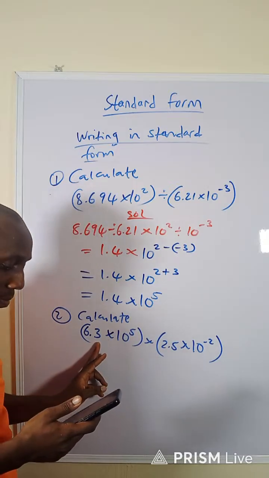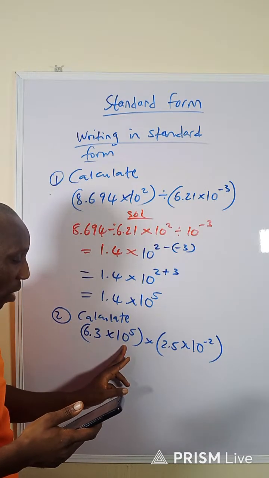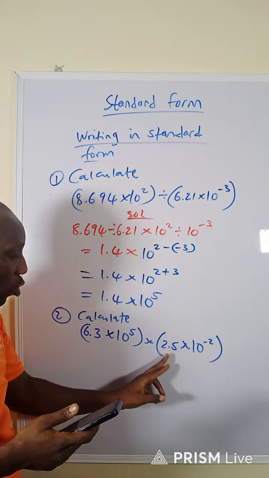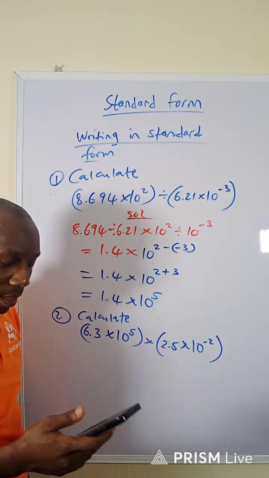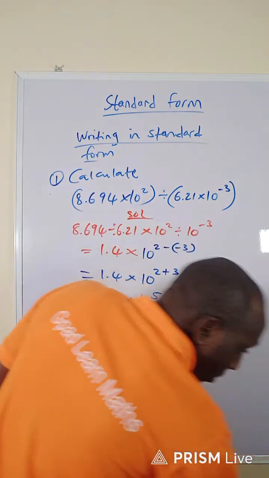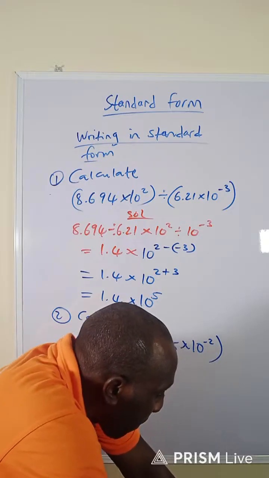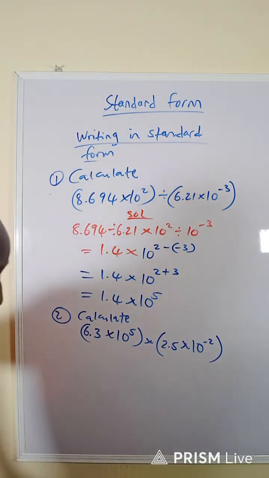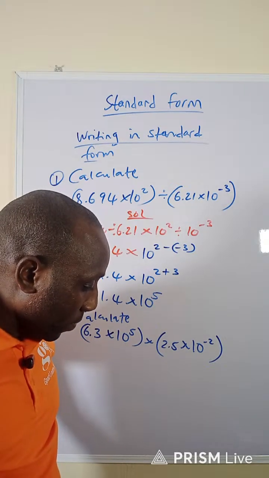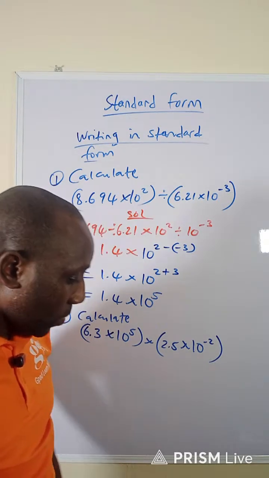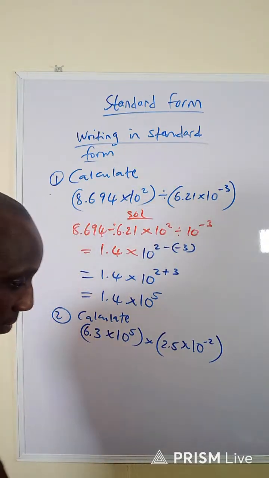This is 6.3 times 10 raised to the power 5 times 2.5 times 10 raised to the power negative 2. Can you do this and drop it in the chat? Can you do this? I'm waiting for you guys. I hope you are trying it out.